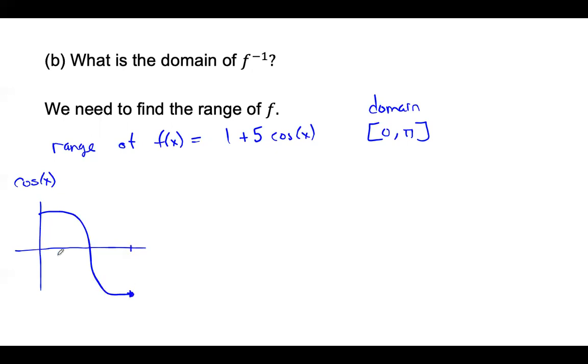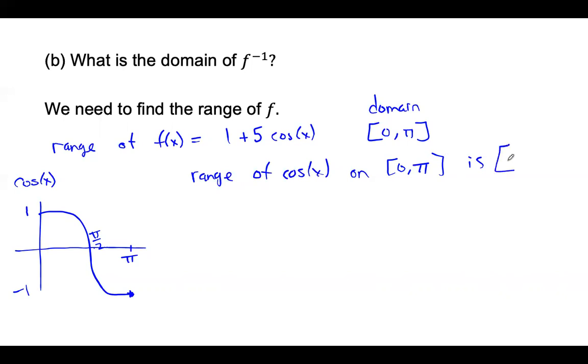So x goes from 0 here to pi. Here's pi divided by 2. Okay. So the range of cos on 0 to pi is obviously going to go from 1 to -1. So the range is going to go from -1 to 1. Okay, so that's helpful.